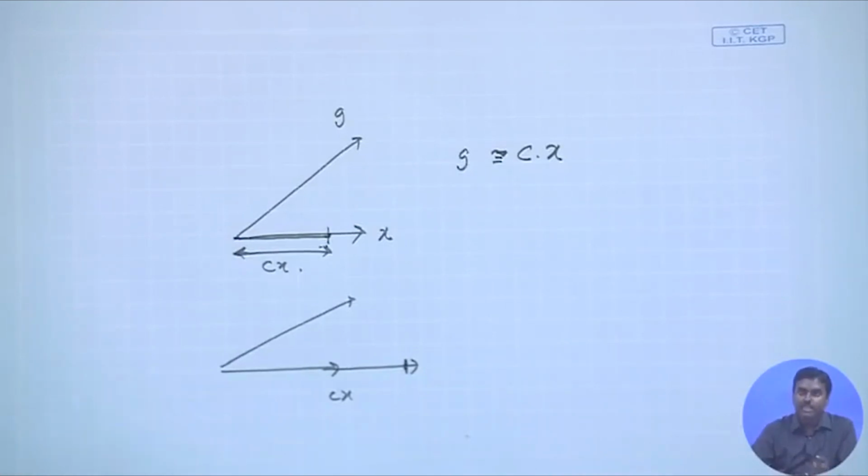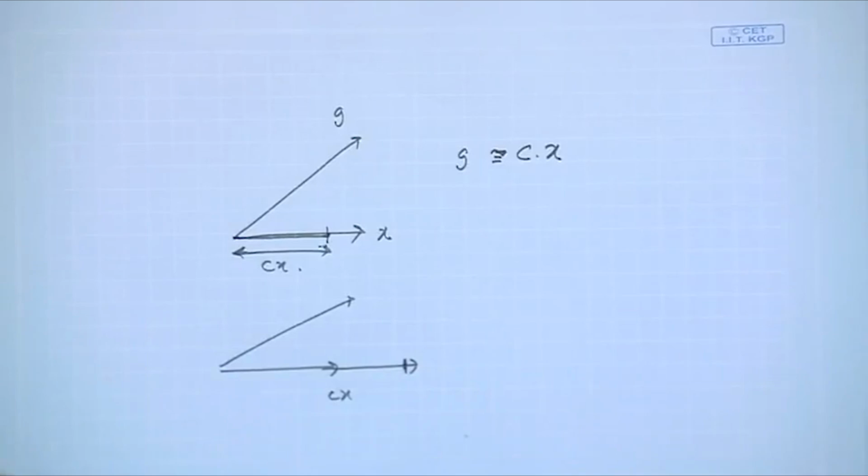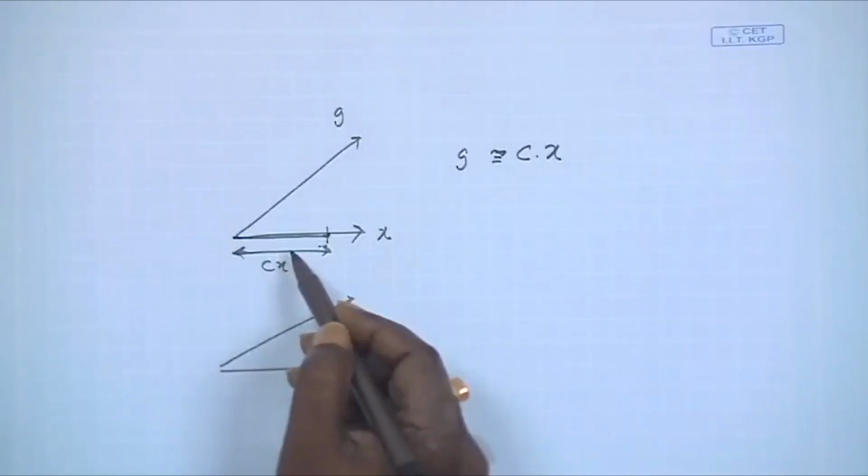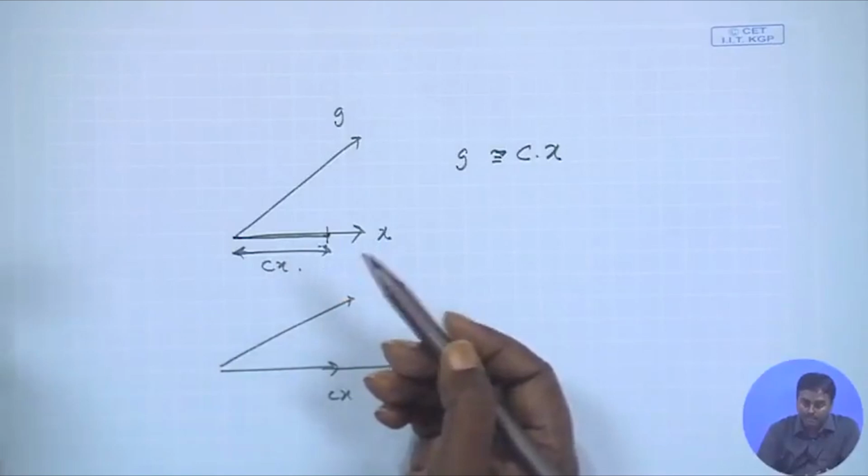So I wish to represent g with respect to x. So I have come up with this value Cx, right. So how good was my representation? I need to know the error of this representation. So the error must be how much I should add to Cx to get g, that should be my error.